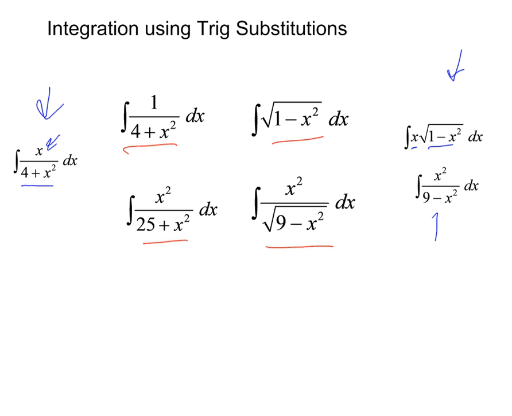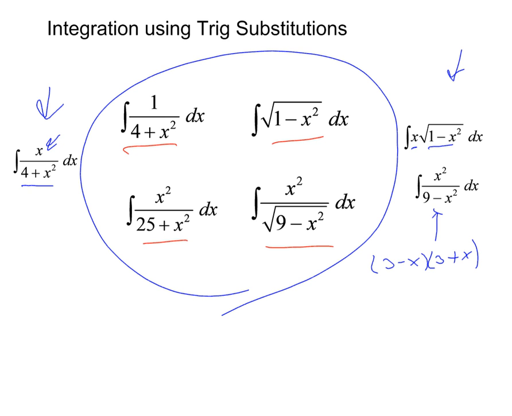Over here on the right, well, I can actually factor that bottom, 9 minus x squared, into 3 minus x and 3 plus x. And so I would use partial fractions in order to do this one. But the ones that are in the middle are something that I don't know how to integrate yet. And that's what we're going to be doing using the idea of trig substitutions.